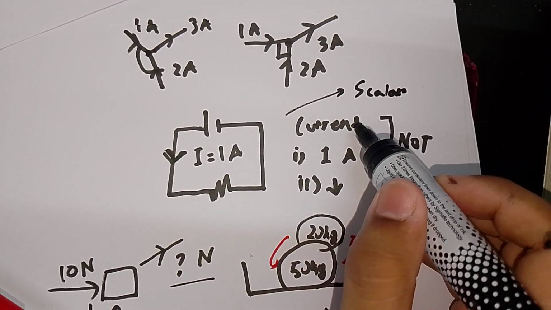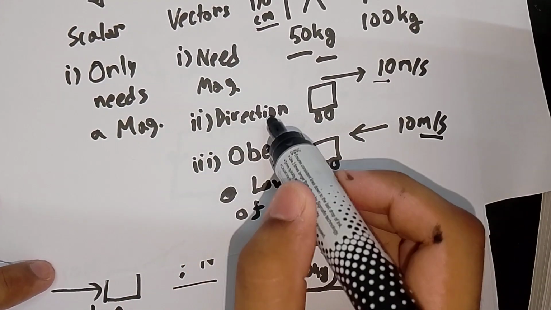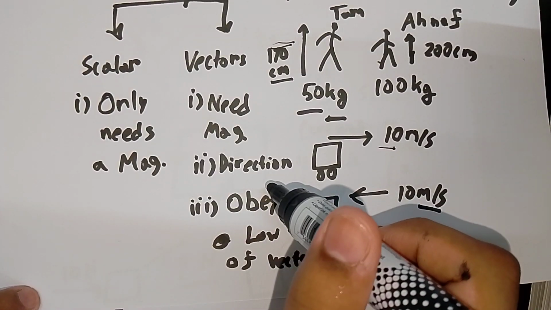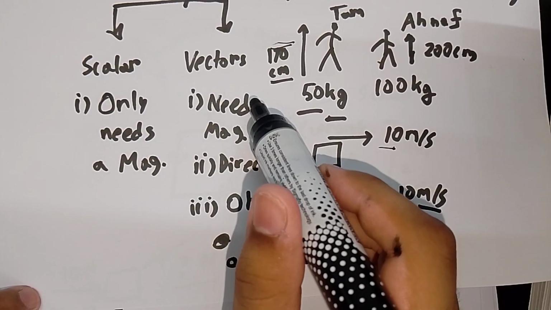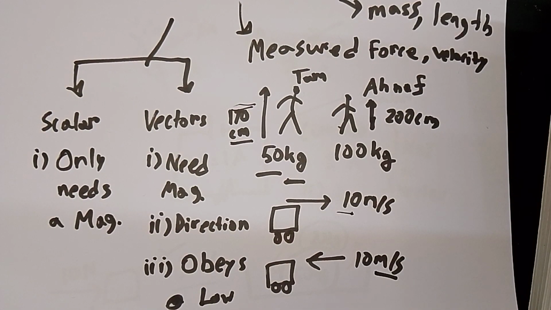A similar quantity would be pressure, where pressure also has magnitude and direction but doesn't follow this law here. So yeah, that's how you could differentiate between scalar quantities and vector quantities. And that's pretty much it for the video.